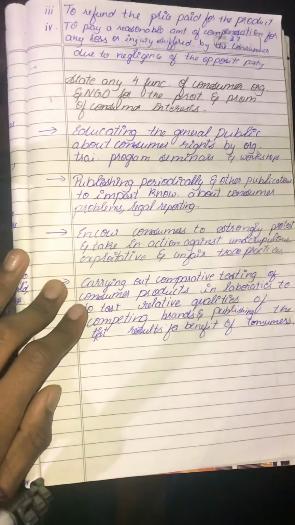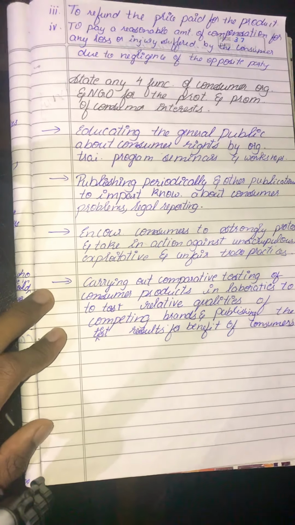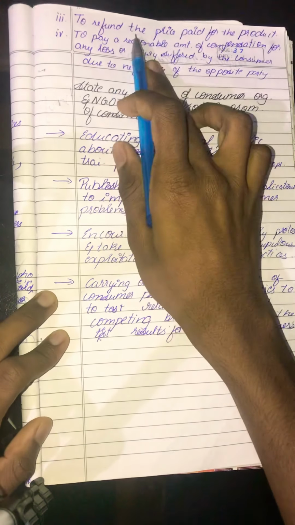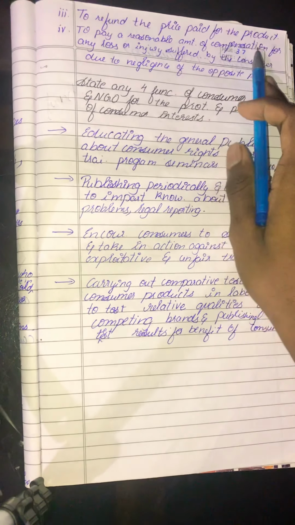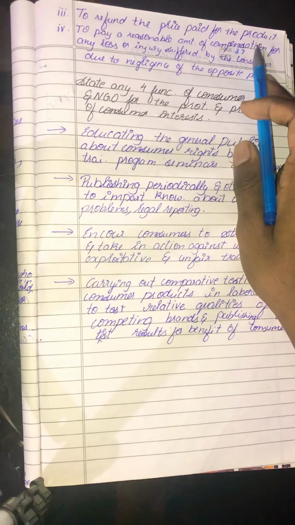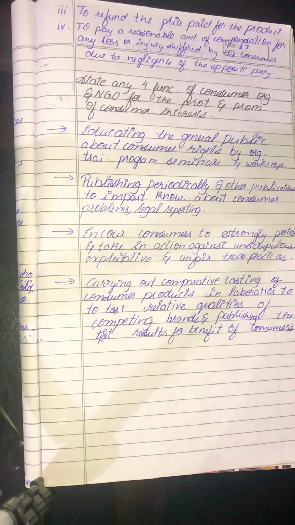And the next other very important point, I hope it's visible for you guys, is to refund the price paid for the product. So the court can say that company X has to refund the price paid for the product.